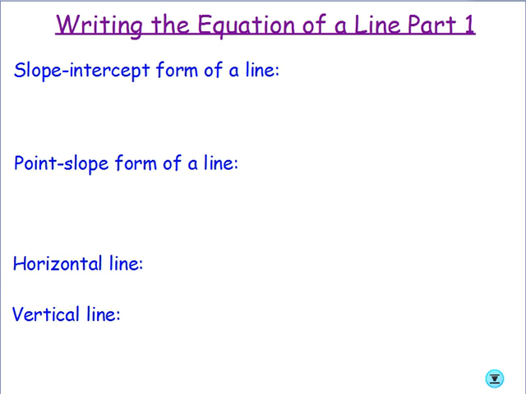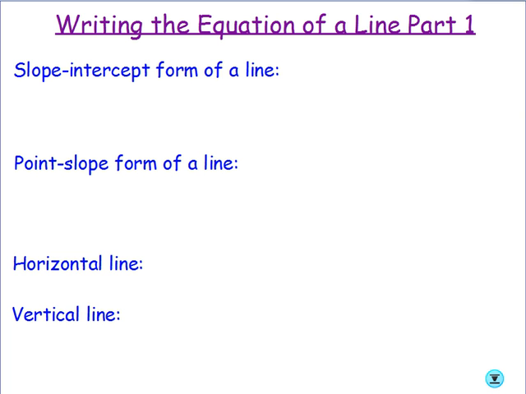Today's lesson is about writing the equation of a line. In other words, if given different types of data, are you able to write an equation that looks like y equals mx plus b? Your answers today will be things like y equals 2x plus 4, y equals negative 1/2 x plus 3. So before we get into the examples, let's take a look at our vocab.